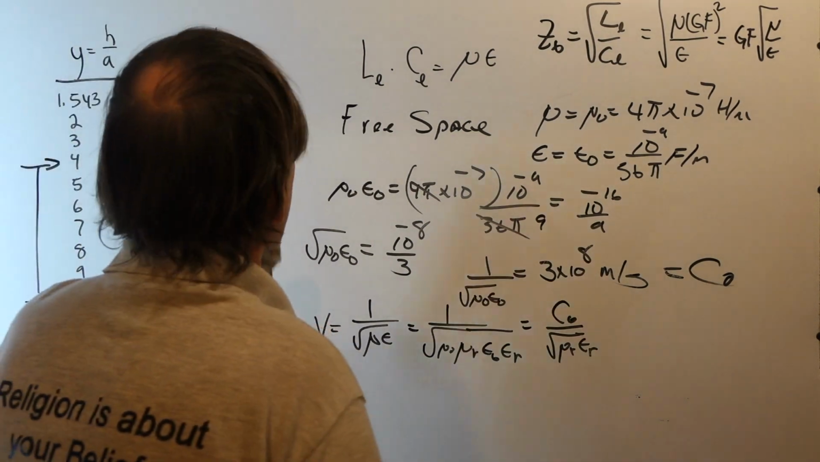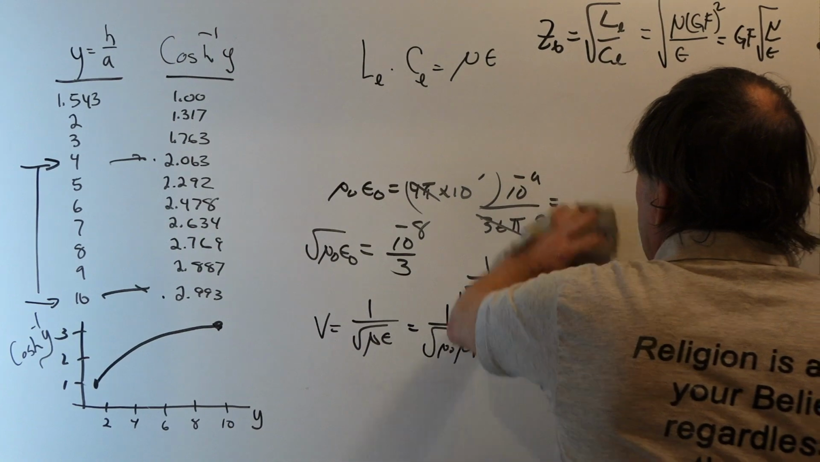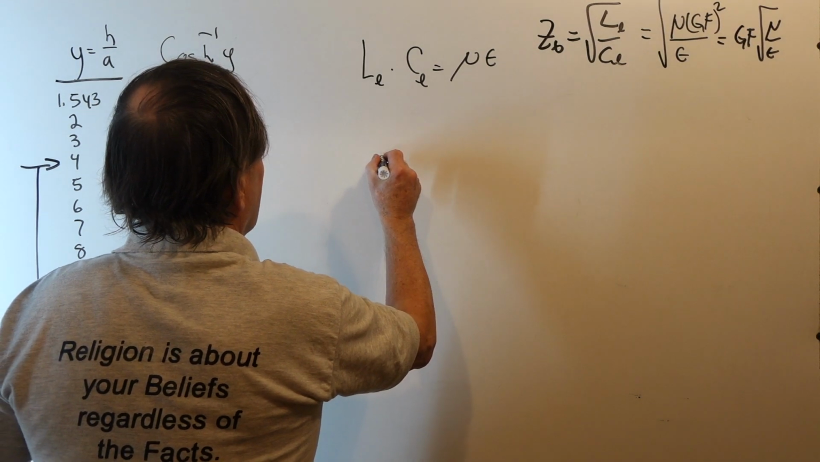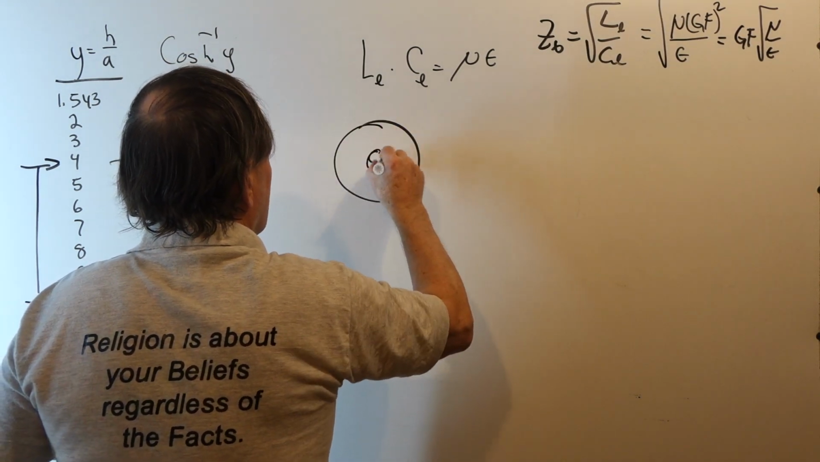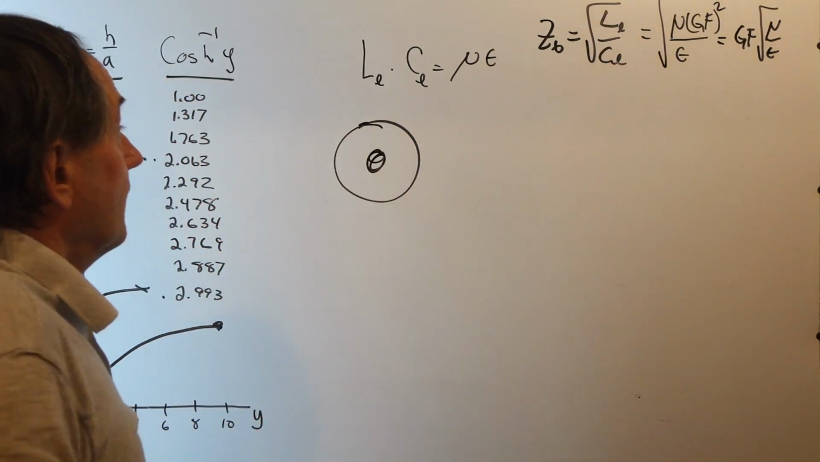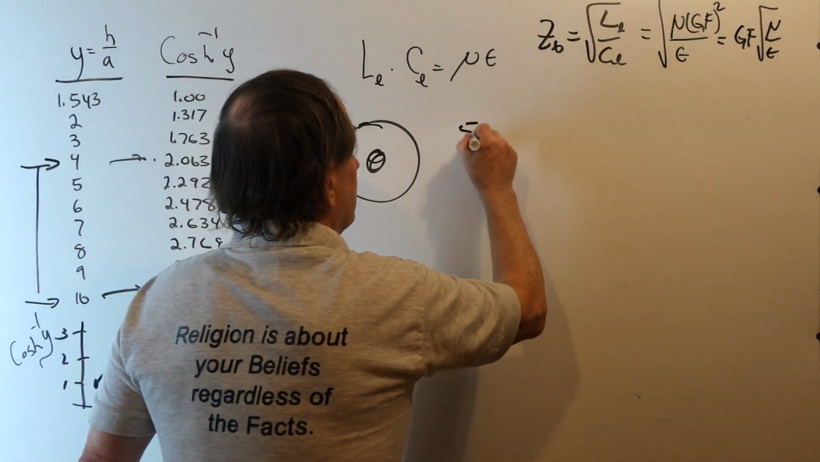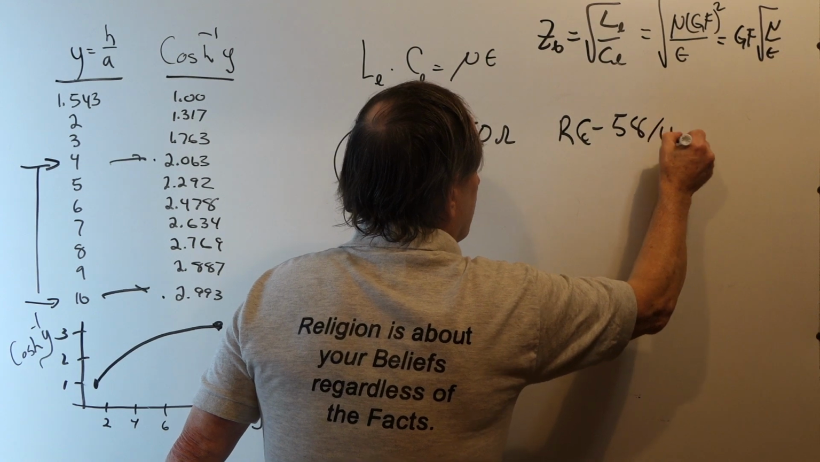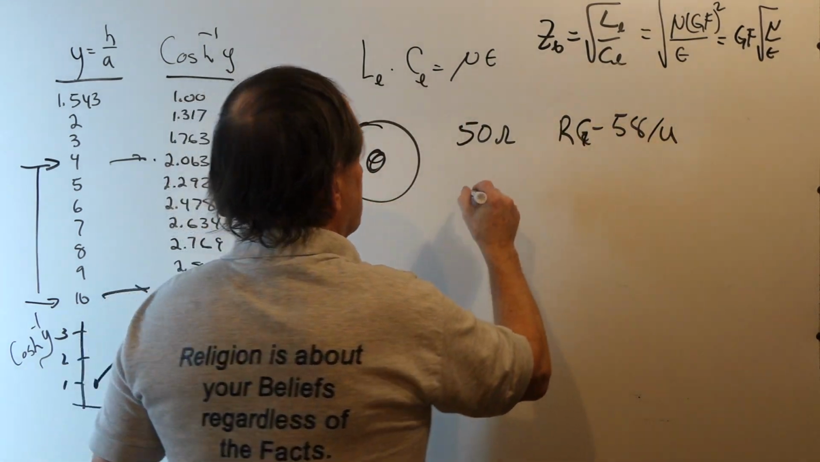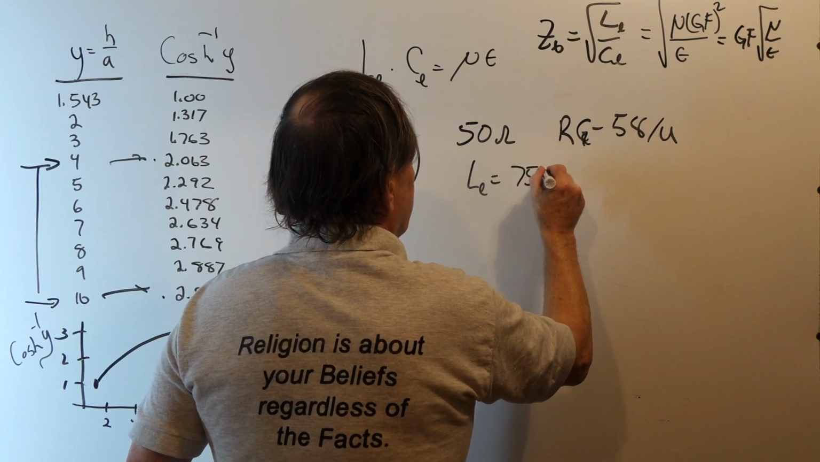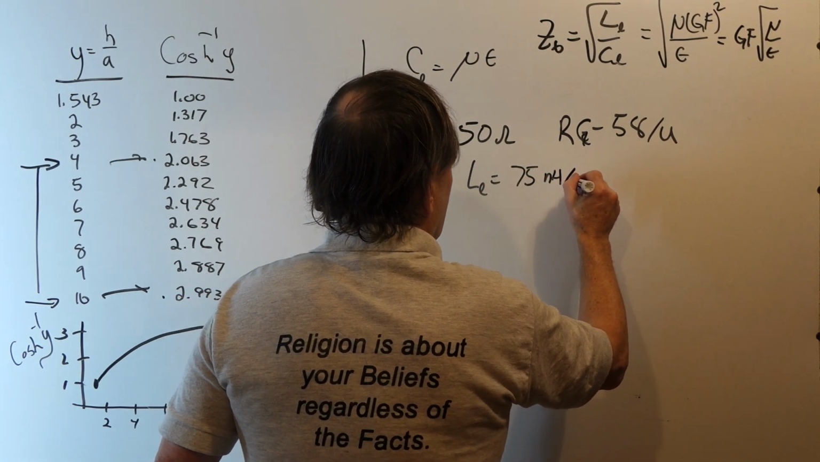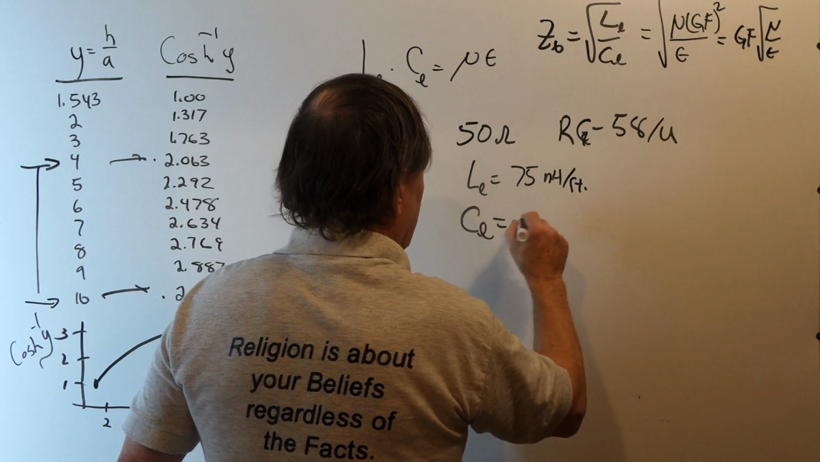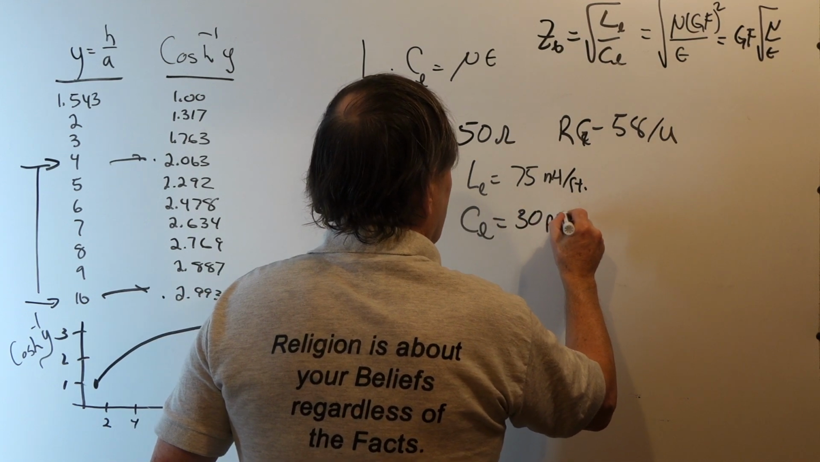If, say, we have a transmission line, let's say a coaxial line. Well, it turns out 50 ohm coax, like RG58U, has an inductance per unit length of 75 nanohenries per foot, and the capacitance per unit length is about 30 picofarads per foot.